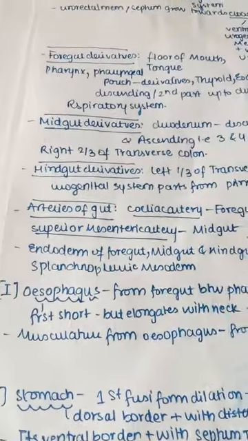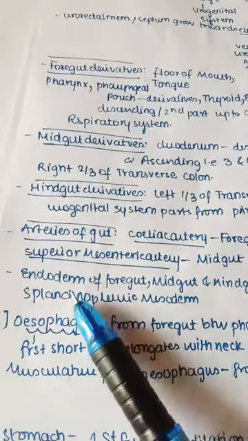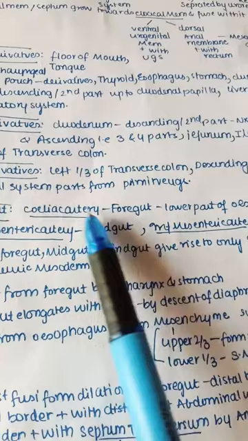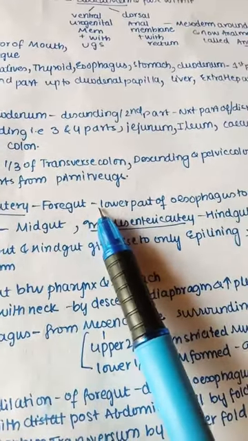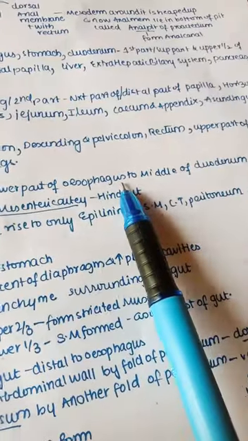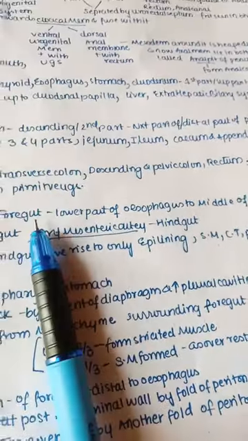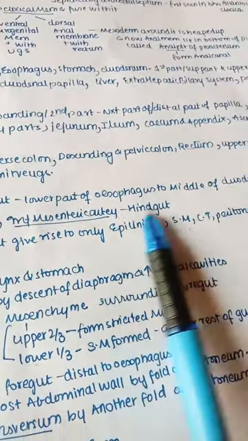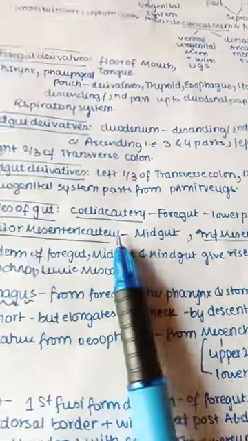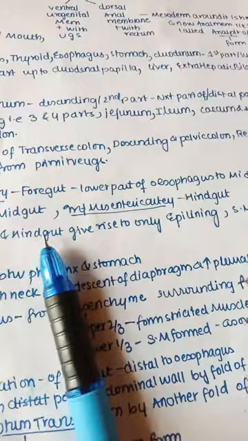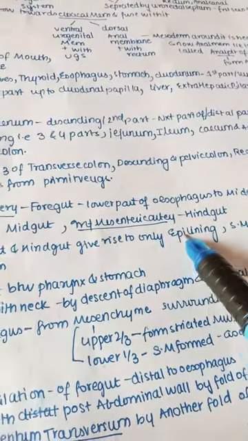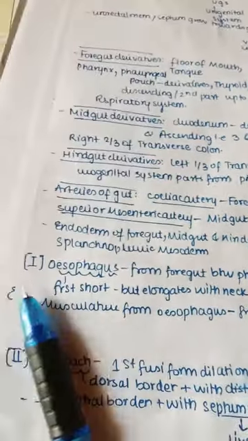So we know already arteries of gut, as I said: celiac artery, superior mesenteric, inferior mesenteric. Let's check out. The celiac artery gives its blood supply to the foregut, and mainly to the lower part of esophagus up to the middle part of duodenum. So this is important. From lower part of esophagus to the middle of duodenum, the blood supply is by celiac artery. And the superior mesenteric artery mainly gives the blood supply to the midgut, and the inferior mesenteric artery supplies its blood to the hindgut. And one more important point is the endoderm.